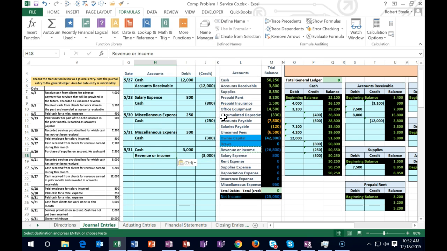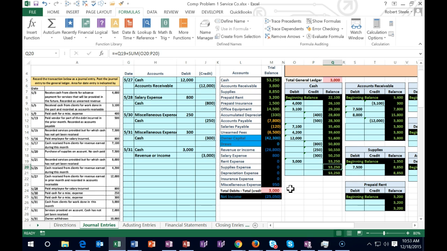Then we're going to go ahead and post this out. So we'll go over here to cell O19 equals, and scroll over and point to that 3,000. The 50,250 will go up by 3,000 to 53,250. Now we're out of balance, of course, until we record the second half. Remember, recording the journal entry to the general ledger.